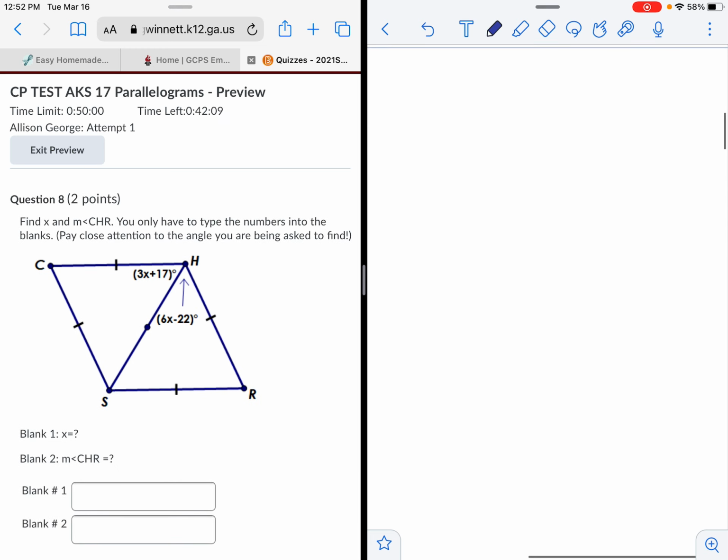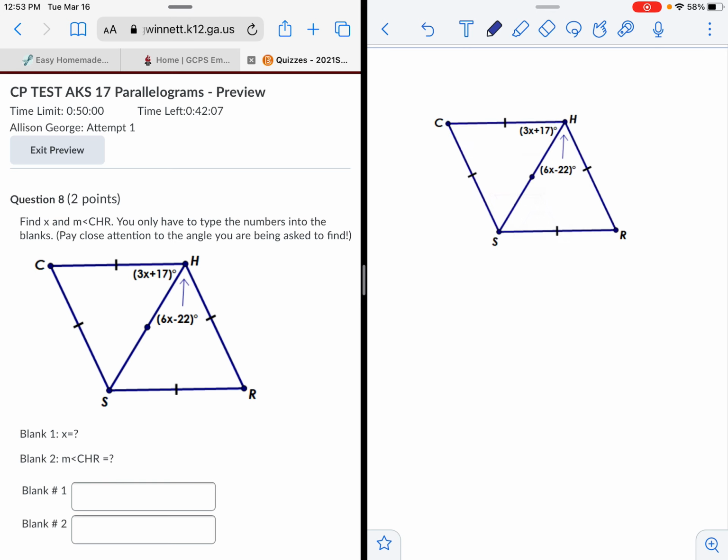All right, question 8 here. I have this picture, which is a rhombus because all 4 sides are congruent. And one of the properties we know about the rhombus is that its diagonal bisects the angles. And so if you remember, bisects means it cuts it in half perfectly. So that means that it bisects it into 2 congruent angles. So I know that these 2 pieces are congruent.